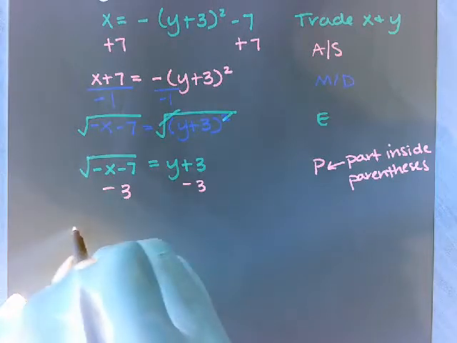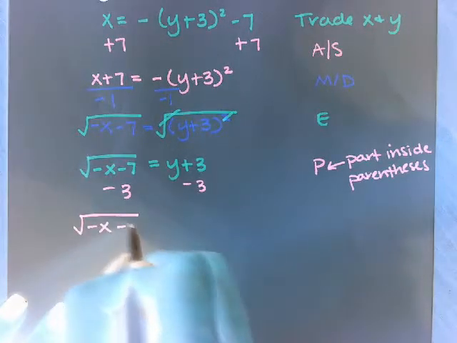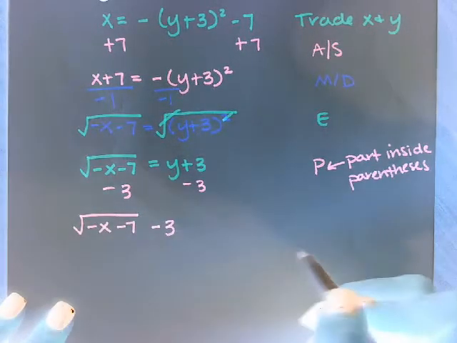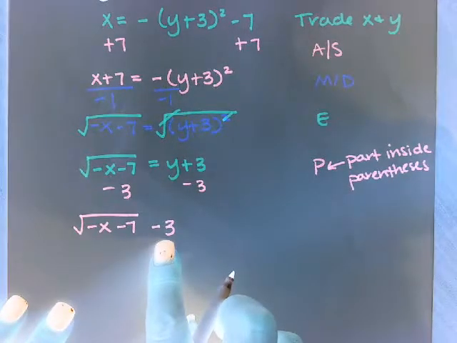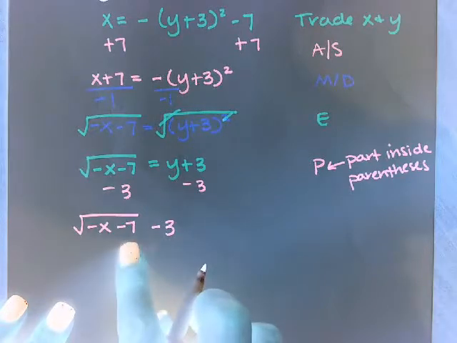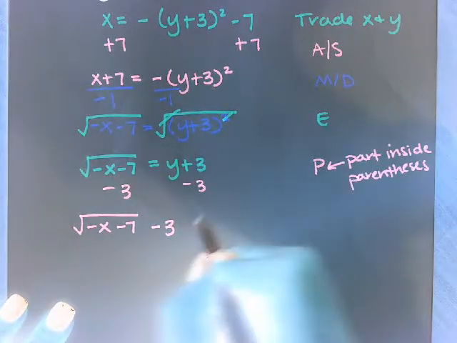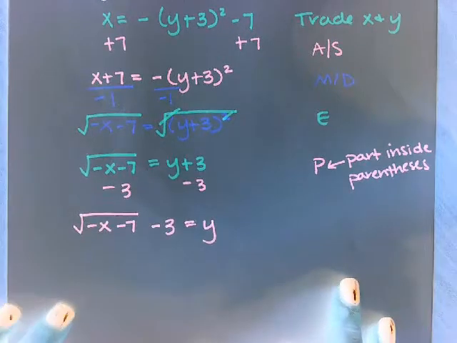So we have the square root of negative x minus 7. The minus 3 happened after the square root sign, and so it has to go outside. You can't say negative 7 minus 3. It has to go outside because it happened afterwards. We're going to say that equals y.